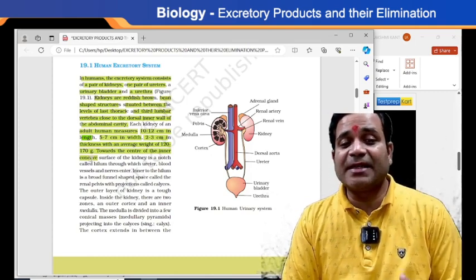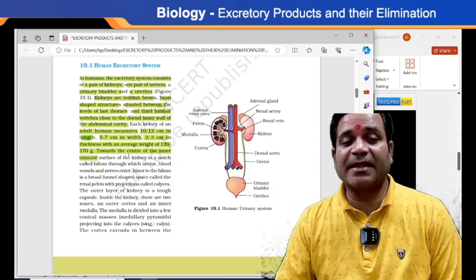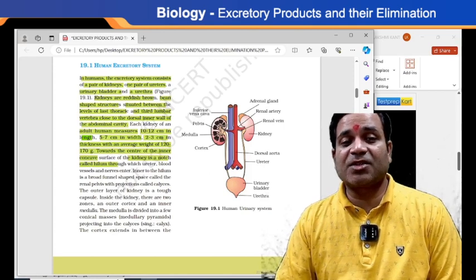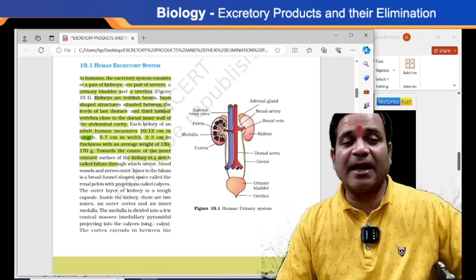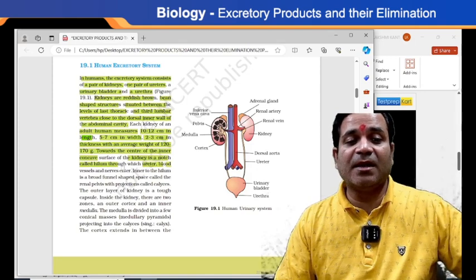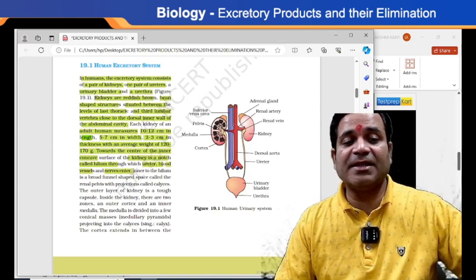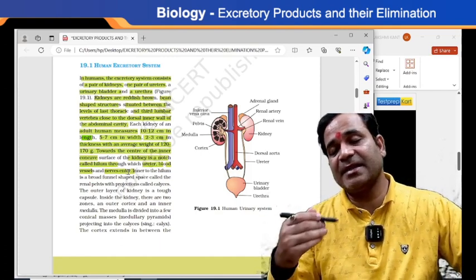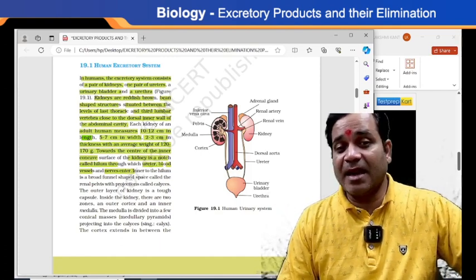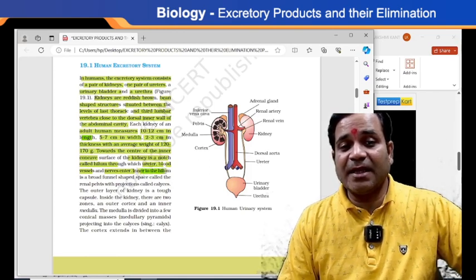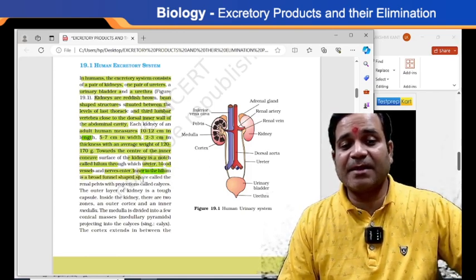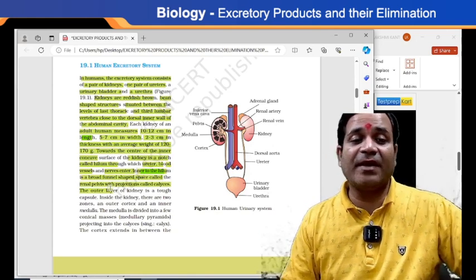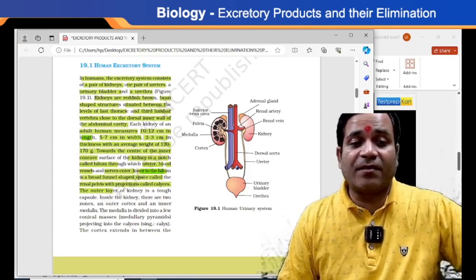So towards the center of the inner concave surface of the kidney is a notch called hilum. See here, the notch-like structure is known as the hilum, my dear. Through this hilum, the ureter, blood vessels, and nerves enter. Inner to the hilum is a broad funnel-shaped space called the renal pelvis, my dear. So the renal pelvis is the region where all the excreta or waste materials come.